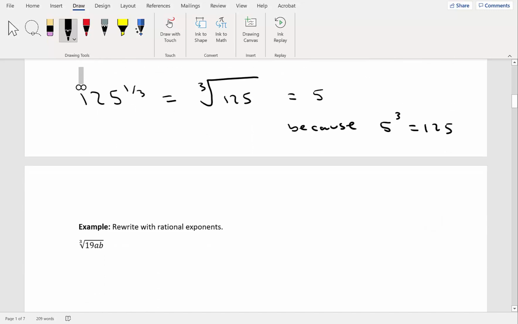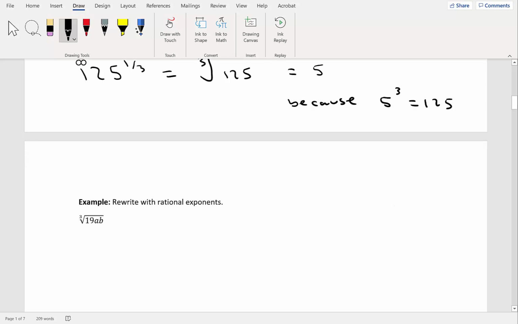Now let's go the other way around. So we have the cubed root of 19ab. We want to rewrite it with rational exponents. So our radicand is 19ab. We're going to have to put this in parentheses because this is what was our radicand. This was the whole expression underneath the radical sign. And this would be raised to the 1/3 power. So our index is 3. So 3 is supposed to be in the denominator of our fraction.